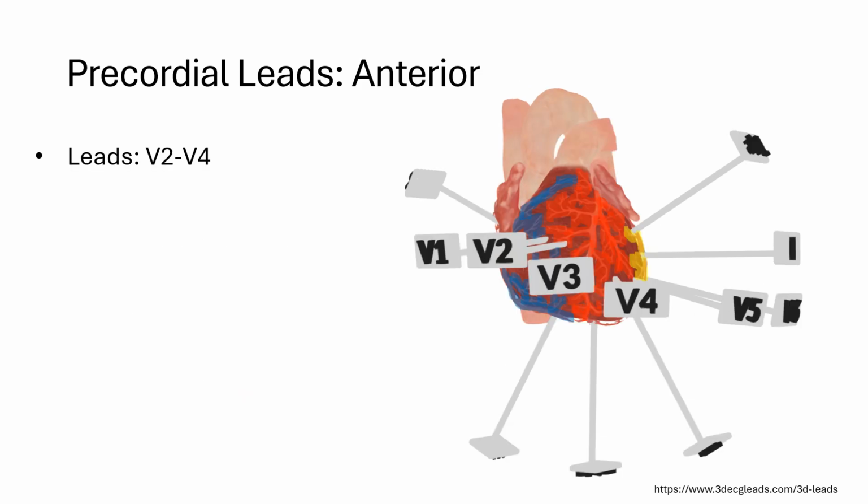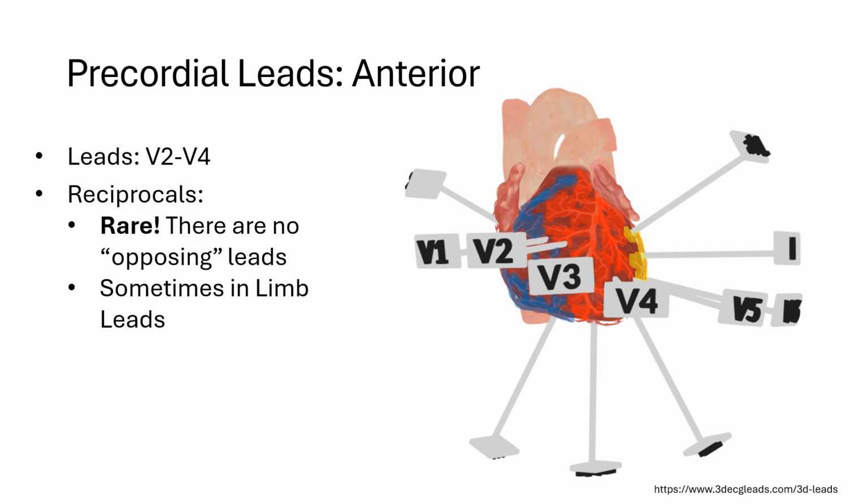Now the anterior leads, which are leads V2 through V4. This distribution is notable for the rarity of reciprocals because there are no opposing leads here. Sometimes you will see reciprocals in the limb leads. The supply is pretty reliably the mid left anterior descending artery.